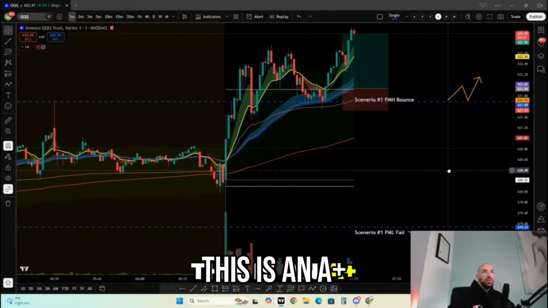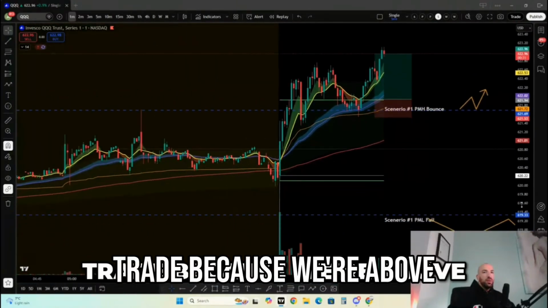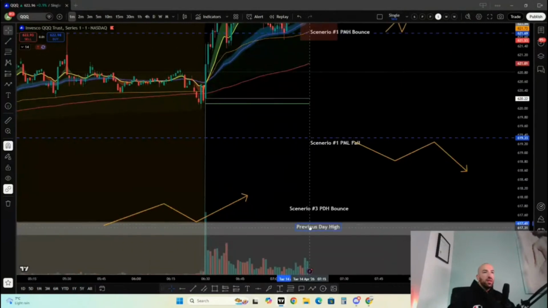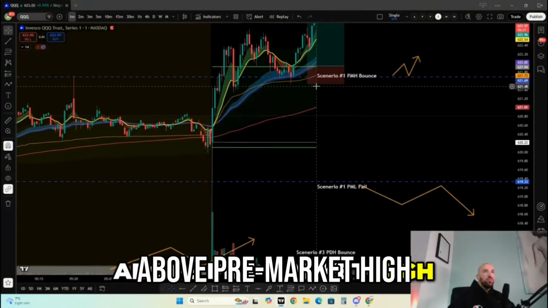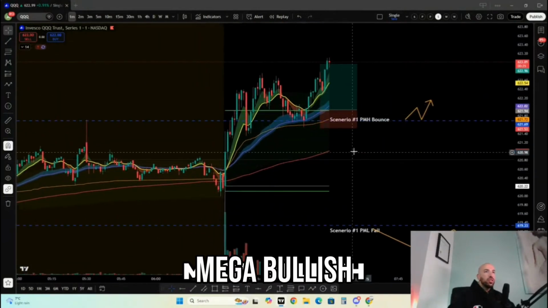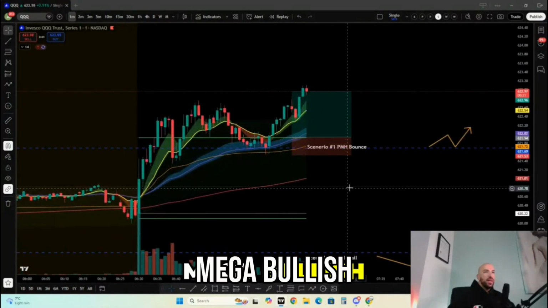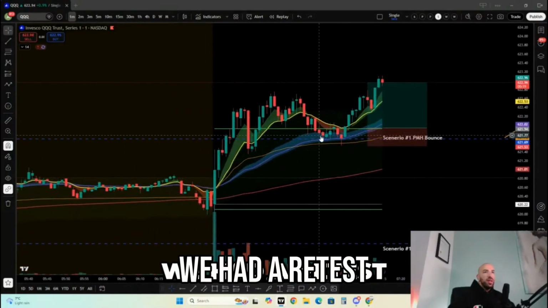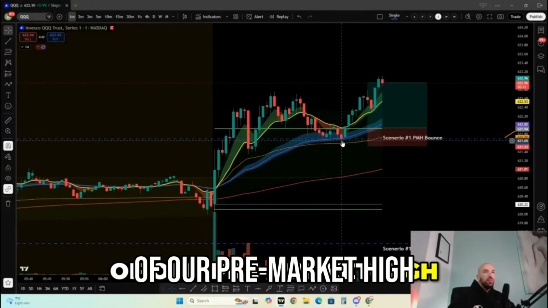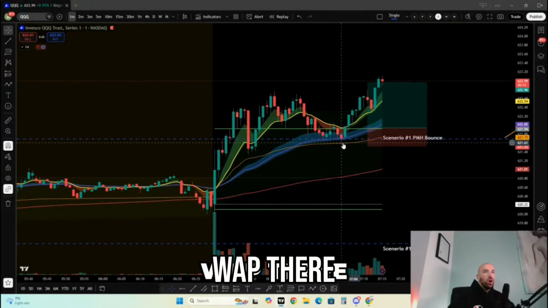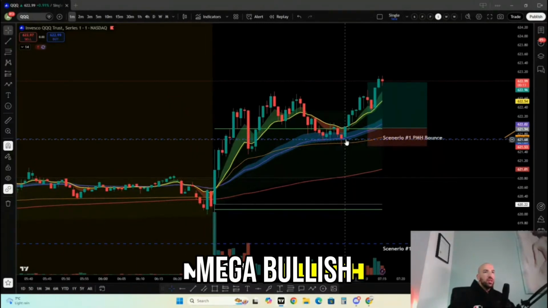I love it. This is an A plus trade because we're above previous day high, so we're bullish. Above pre-market high, mega bullish. The EMAs are fanning out just like we want, mega bullish. We had a retest of our pre-market high, but we also had the 48 and the VWAP there, mega bullish.